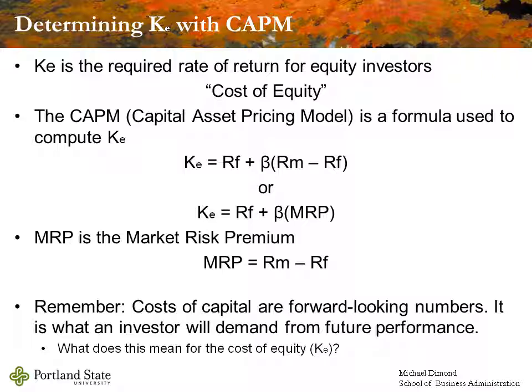Now, if we take the required rate of return that the market is demanding, minus the risk-free rate, remember we've got a risk premium. So what we're looking at really is the market risk premium, which is sometimes abbreviated MRP. So you might see the CAPM formula in either of those two forms. It might be KE equals RF plus beta times RM minus RF. Or it might be simply KE equals RF plus beta times MRP. Now, because the costs of capital are forward-looking numbers, it means, again, that this is what an investor is going to demand from future performance of a share of stock.